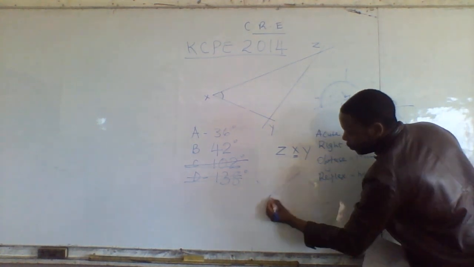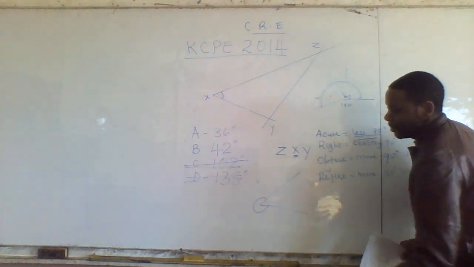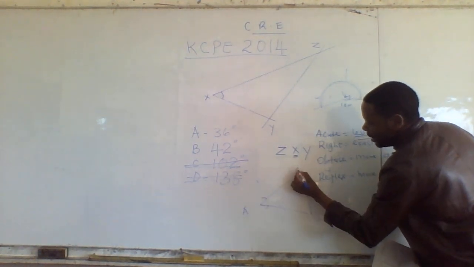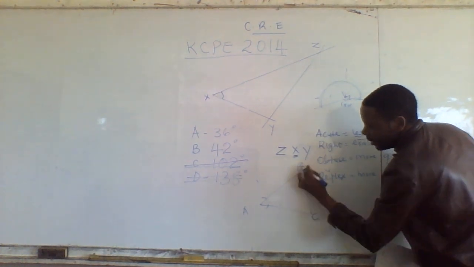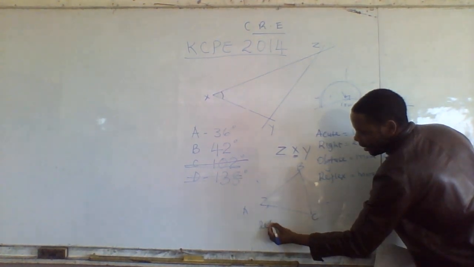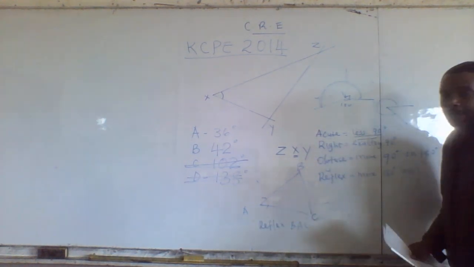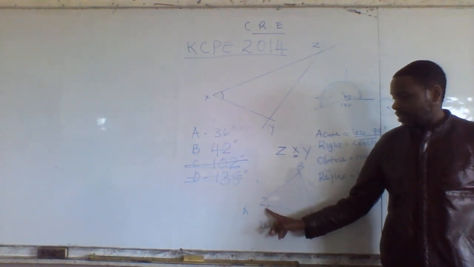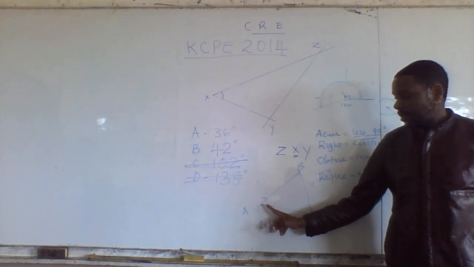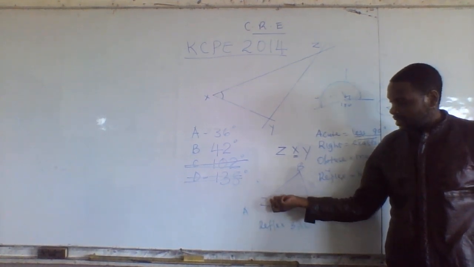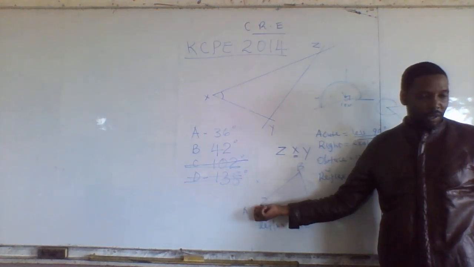If I am to measure this angle, what do I expect my answer to be? More. If I tell you reflex angle BAC, what kind of angle is this? Reflex. It is more than 180. So I will get this angle here, which is acute, and subtract it from 360 to get the reflex.